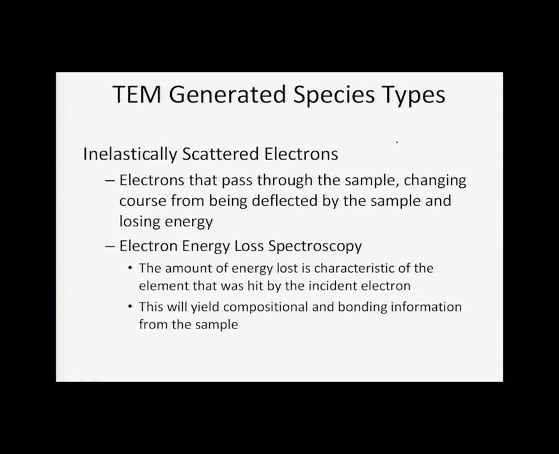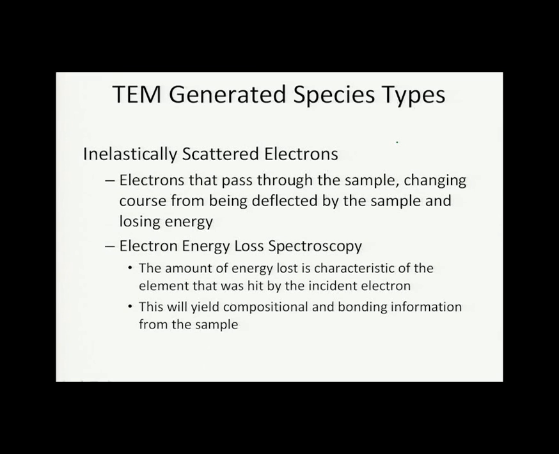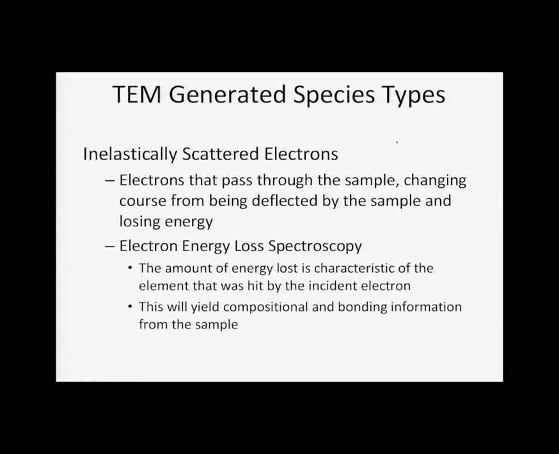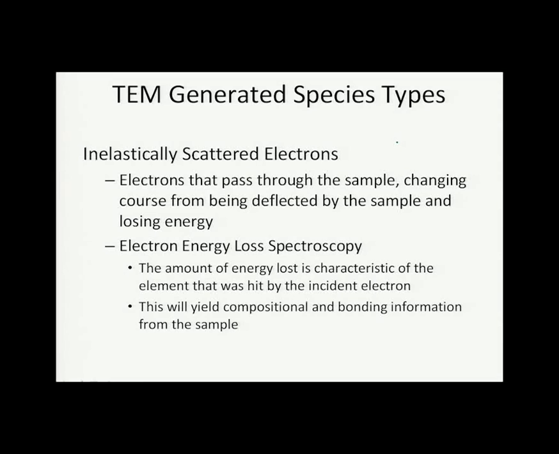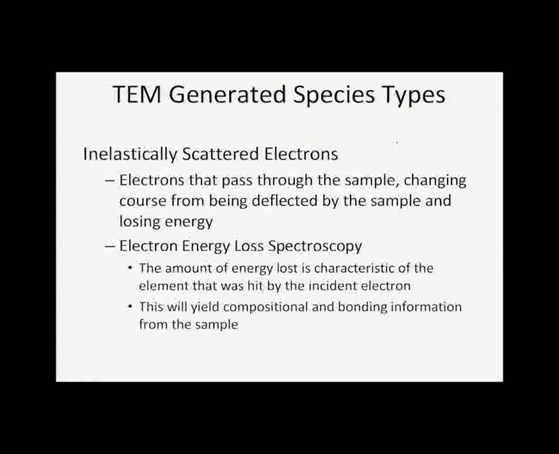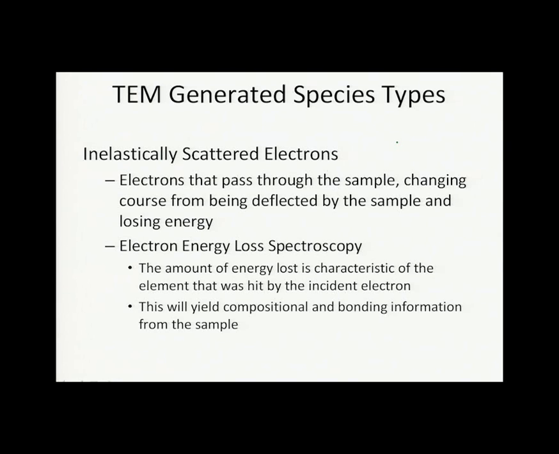So this is another way that we can yield compositional and bonding information from the sample. So compositional contrast, similar to the Auger and X-ray spectroscopy, but we can also achieve bonding information from looking at these inelastically scattered electrons.